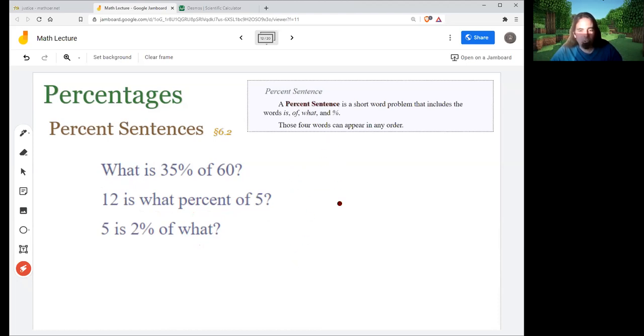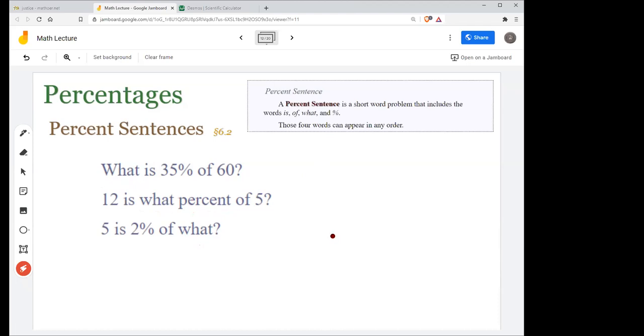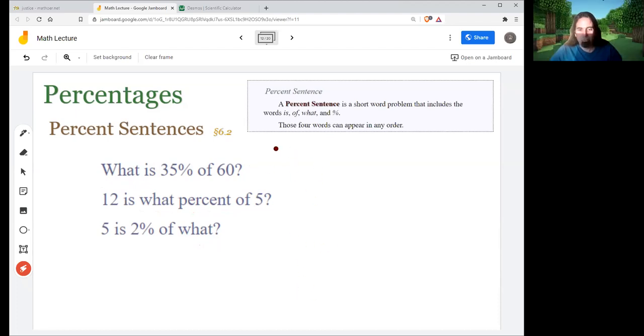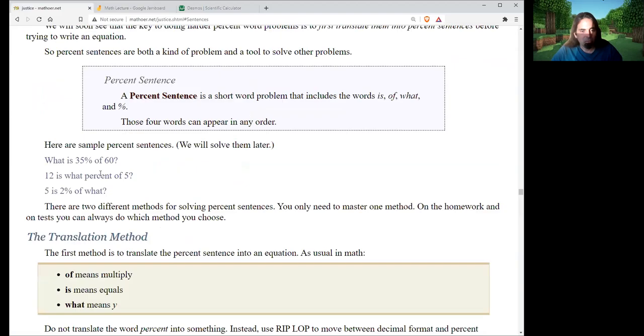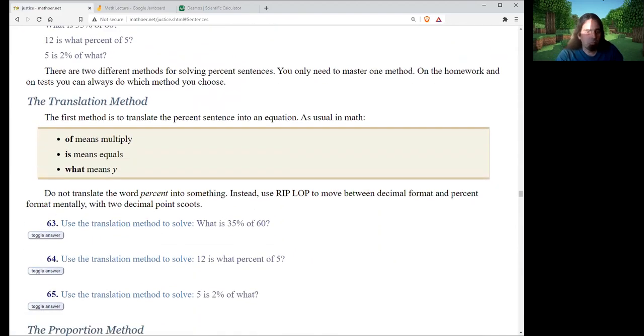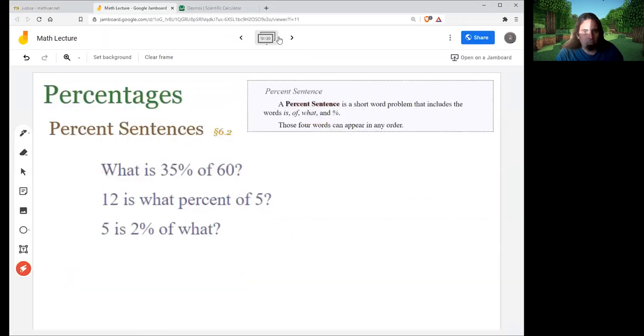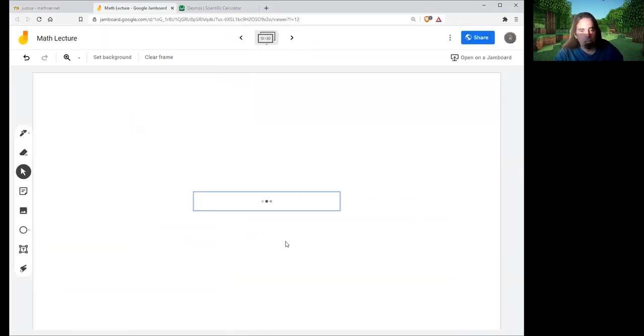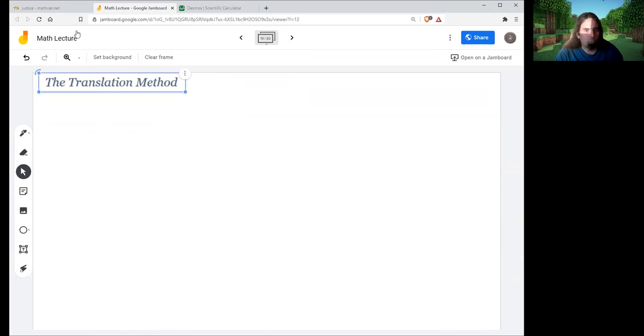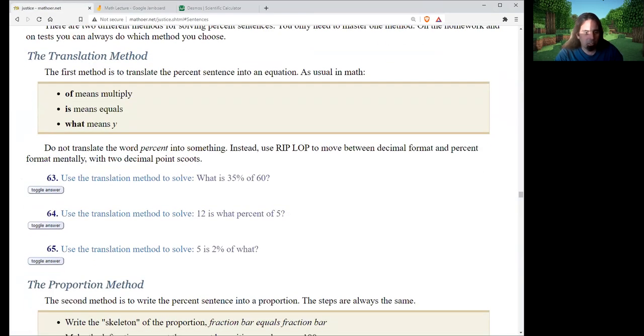Everyone okay with this intro so far? Yeah. So there's no context. There's no real life situation. I'm not talking about prices or miles or anything. It's just numbers, a percent, a what, kind of stuck together. So there are 2 ways to deal with these, and I will show you both on the same slide.